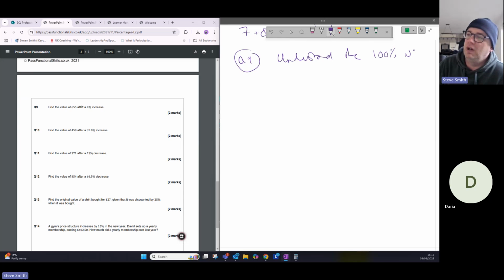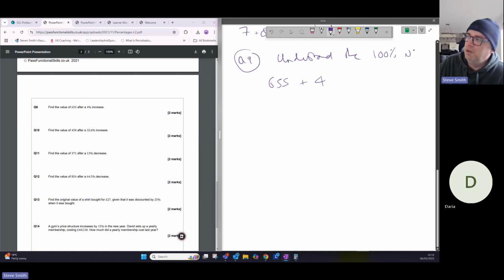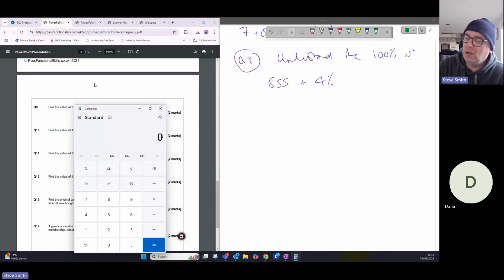So let's have a look. Find the value of 655 after a 4% increase. So that's saying basically 655 add on 4%. That's all it's saying. If you've got a percentage button on your calculator, which most calculators do, some calculators don't. If you're bringing a really, really basic one into the exam, then it might not have that percentage button on it. But if it does, do what it says here. 655 add 4% equals. And that's the answer. That is as simple as it gets.